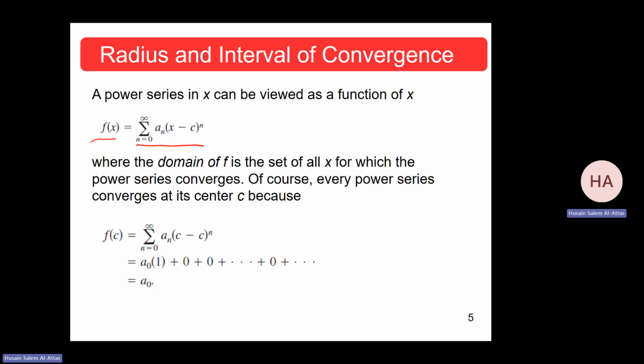What's the domain? The values of x where the power series converges. Very clear: x equals c, which the series is centered at. The power series will converge at c, so c is in the domain of f. Why? Because if I write c, then I have 0, 0, 0, 0. The first one will be a0 times 1, but the rest will be 0. So f of c is defined.